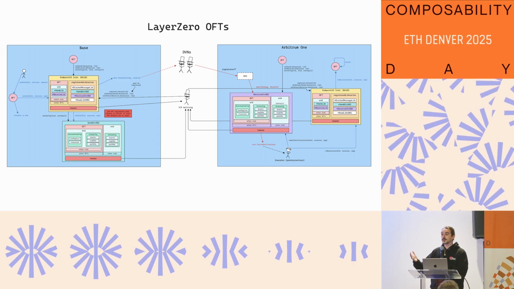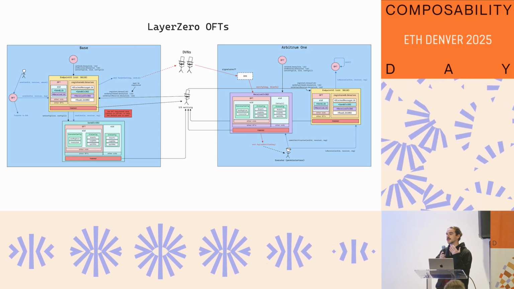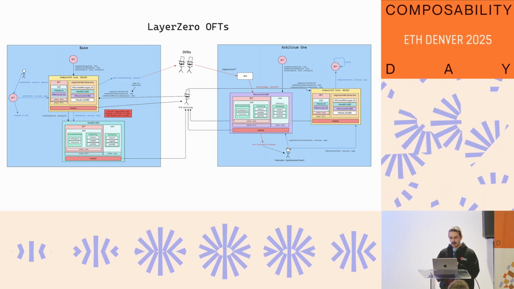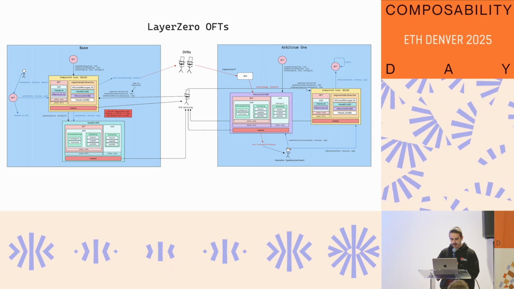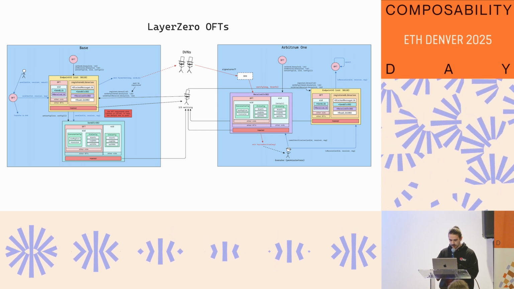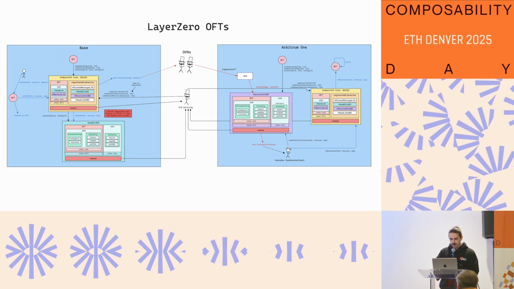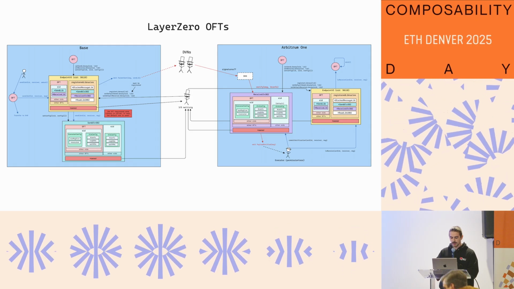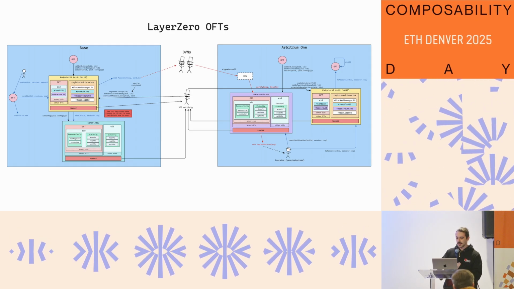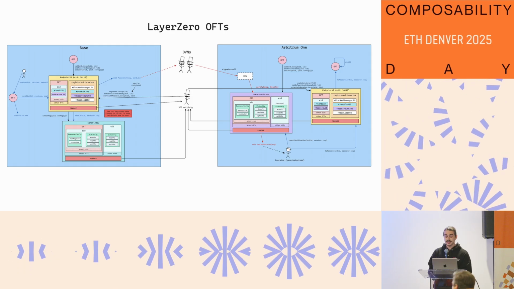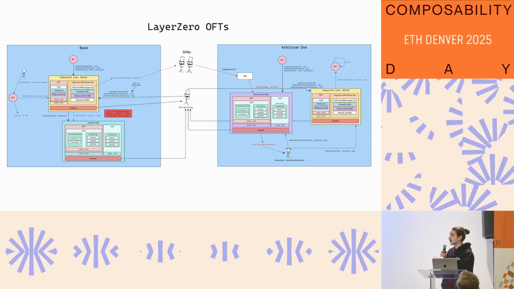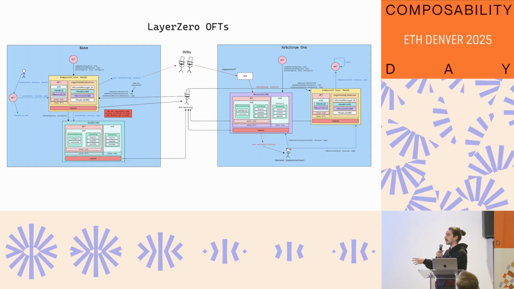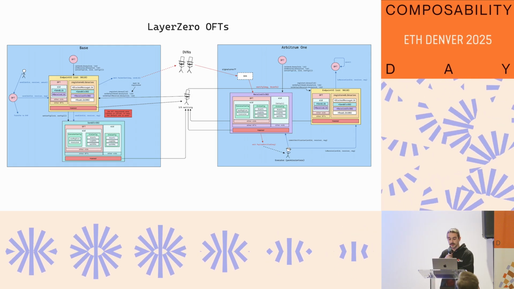LayerZero provides default libraries. Most of the tokens use default libraries, which are these ones, the registered libraries. So if the token does not override these libraries, it will use the default ones. And if you look at these default ones, what they do is that they define these DVNs, right? This is the default library, again. A token could define something that is completely different, completely custom with its own security.